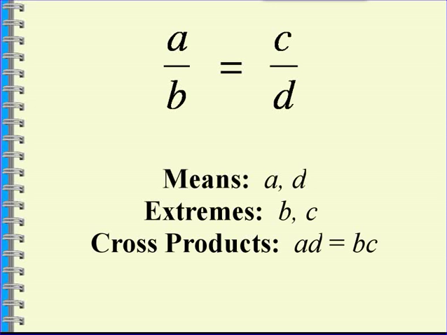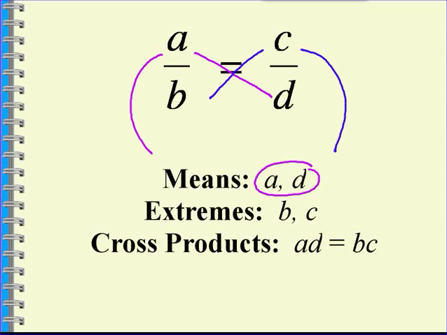Good job. And so now we're going to talk about what are known as the means and the extremes, and that's pretty much what we just got done doing. The first thing that I multiplied is known as the means, A and D. The extremes, on the other hand, are known as B and C. And then we have our cross products, which were what we did first, AD and BC.